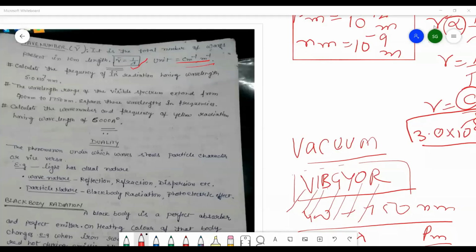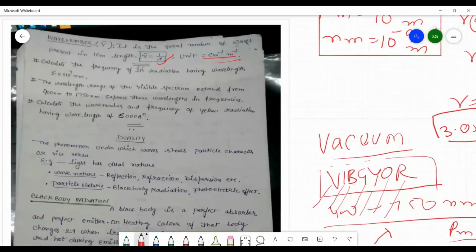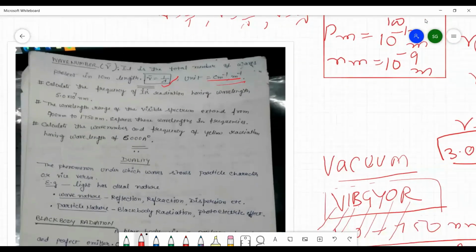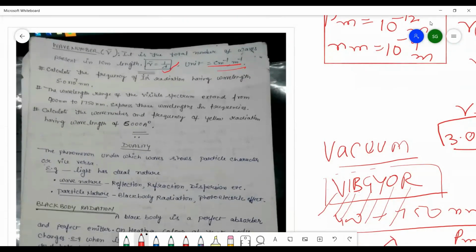A question can be asked about these three formulas. The three formulas are mu is equal to 1 upon T, mu is equal to C by lambda, and mu bar is equal to 1 upon lambda. The questions are there in the NCERT book also. Now you have to try and do these questions in your copies.